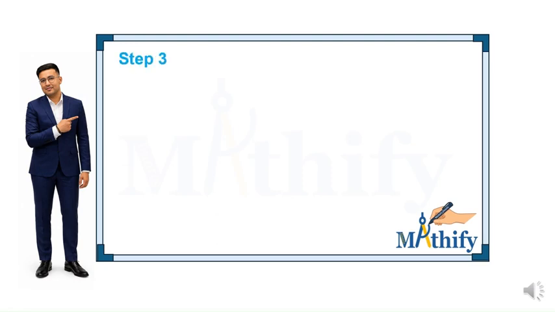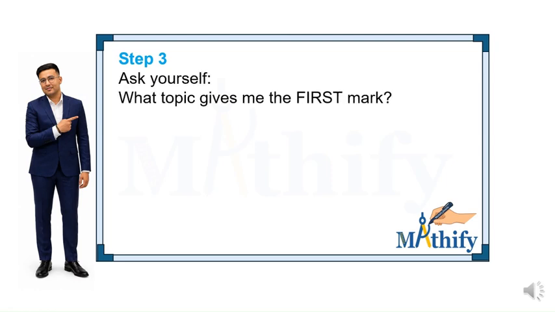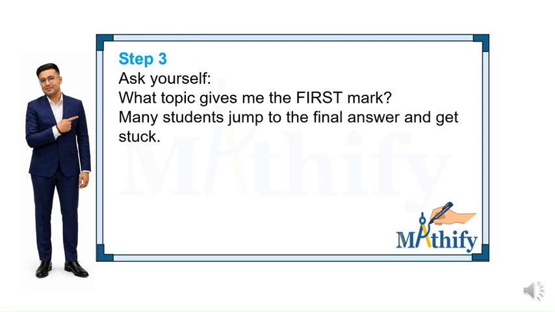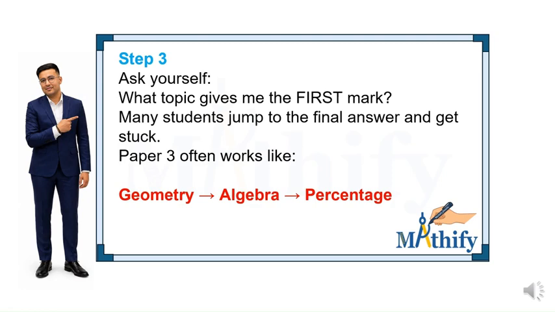Step number 3, ask yourself, what topic gives me the first mark? Many students jump to the final answer and they get lost or stuck. Paper 3 often works like the following: geometry to algebra to percentages, or ratio to area to bounds.